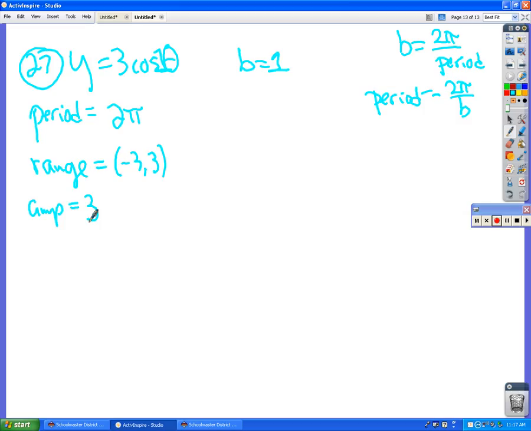The range for number 28 would be from -1 to 1. And then for the period, would it just be pi? 2 pi divided by 2. The 2's cancel, and we get pi. Okay. And then the amplitude is 1. The amplitude is always a positive number because it represents a distance.